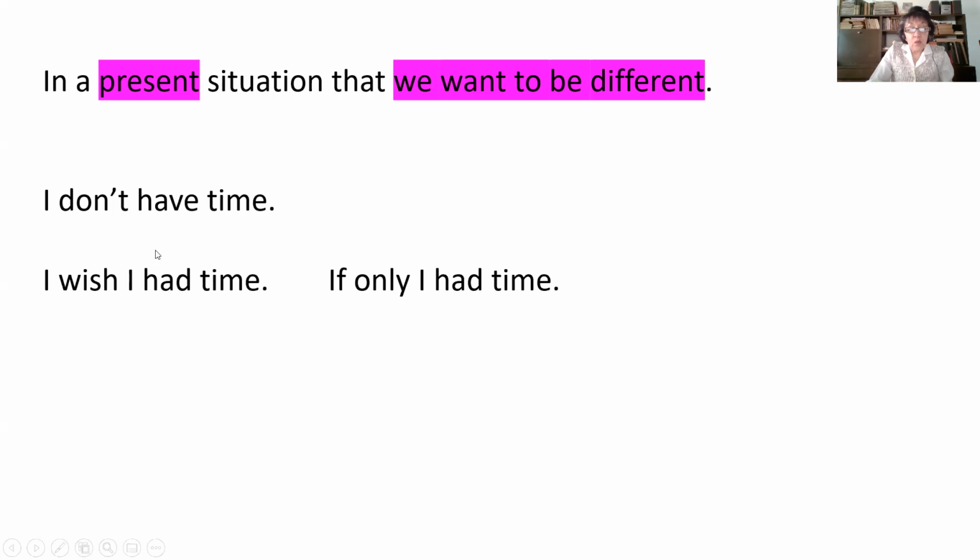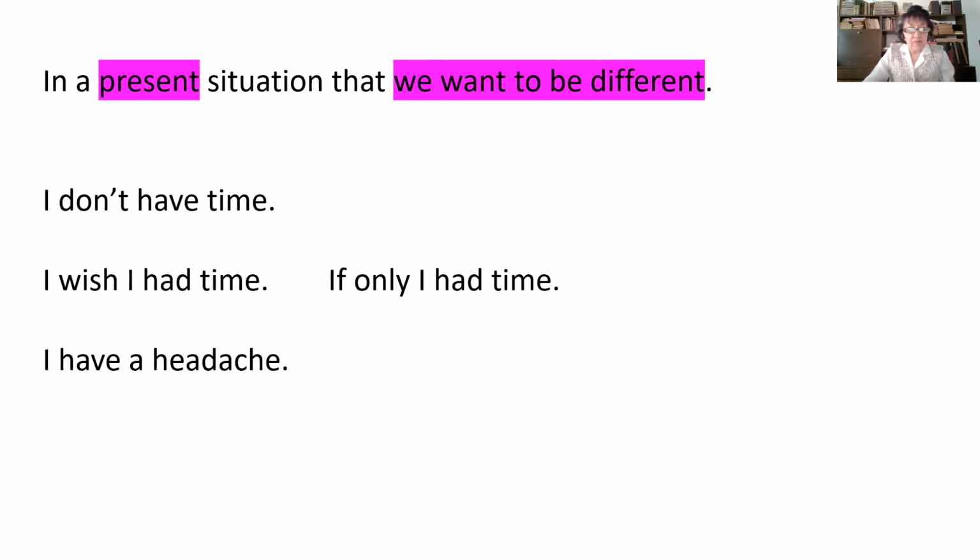Okay, we're going to be using had, I don't have. Had is the past of have. So we use the simple past of the verb to express, instead of tener, tuviera. Instead of tuve is tuviera. It's a false past, but the past is what we use.